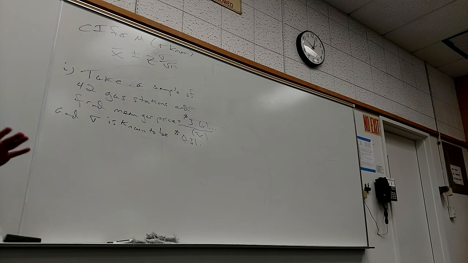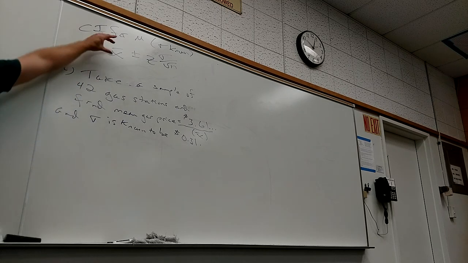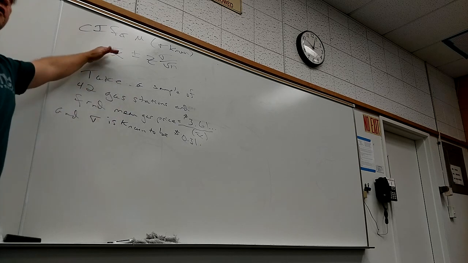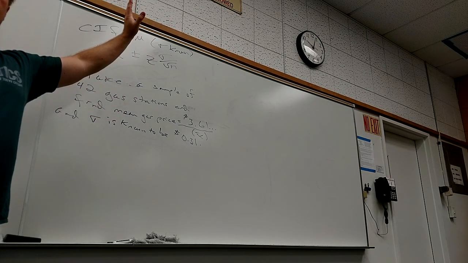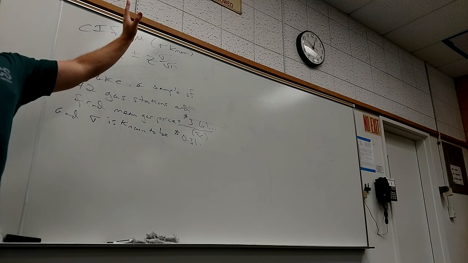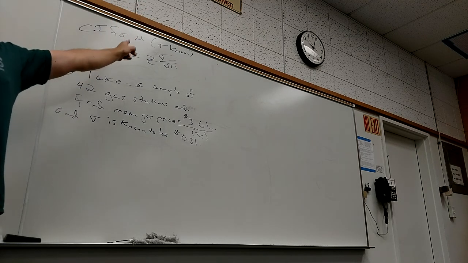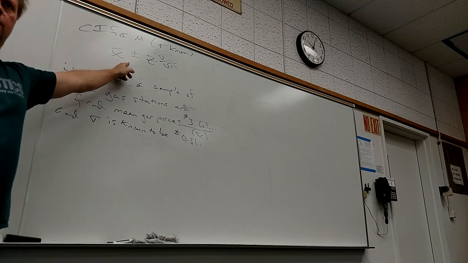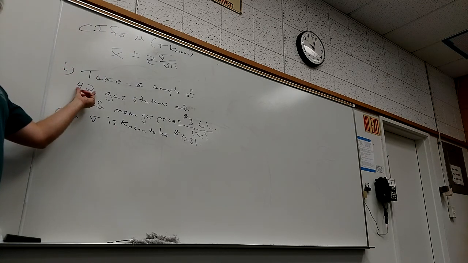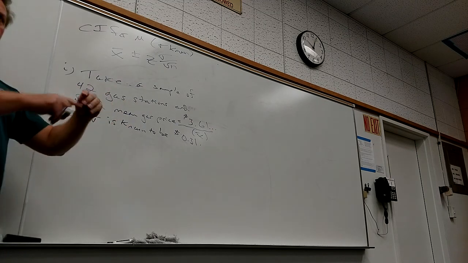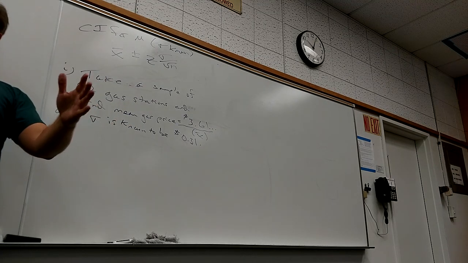Now, my first question is, why am I allowed to do anything like this for this problem? What is it about this problem that allows me to do what I need to do up here? Because n is greater than 30. Yeah, what's n? 42. Which is bigger than 30. So the means would be normal enough. Are you with me?